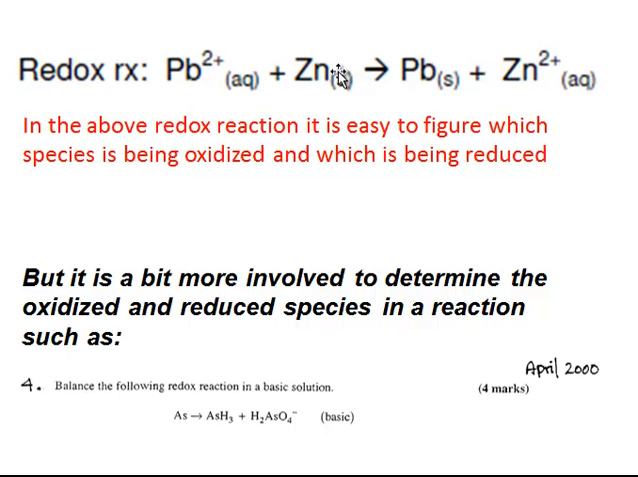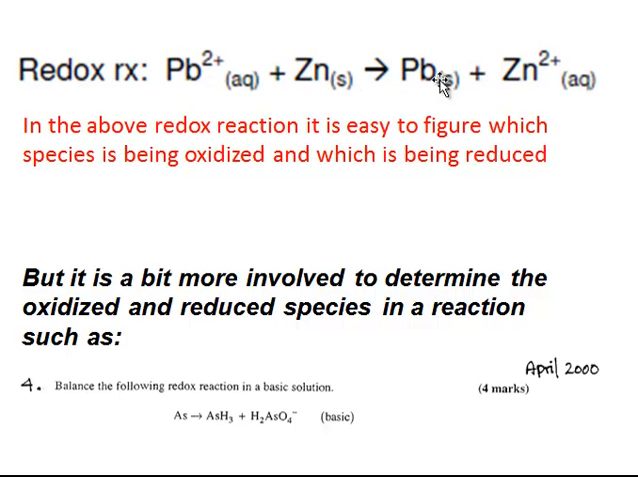So why we need the rules is because, let's say we are given this reaction: lead ion plus zinc solid gives lead solid plus zinc ions. We can see that lead has a charge of 2 positive, and over here it doesn't have a charge, so we'll assume, as we'll go over in the rules, that it has a charge of 0.